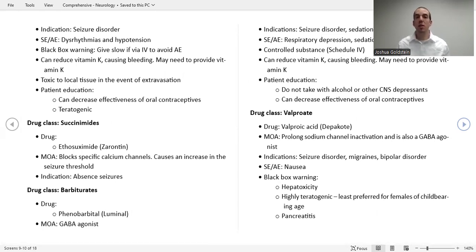So that means if you see dysrhythmias ever, that always means put the patient on a monitor. And obviously, hypotension means monitor their vital signs regularly. Black box warning is that you have to give it slowly if being given it via the IV route.